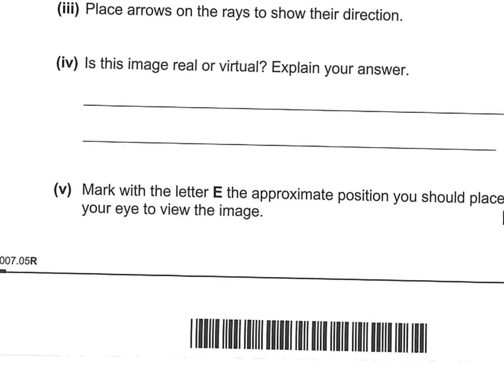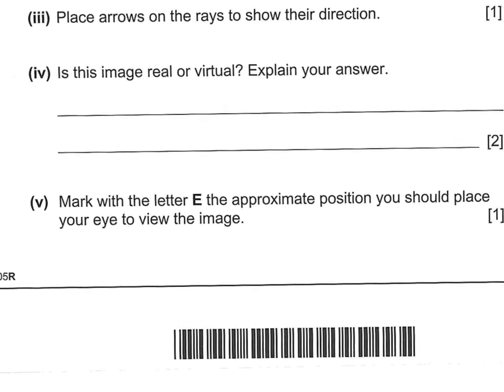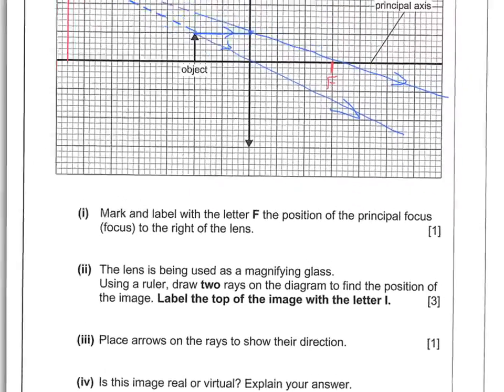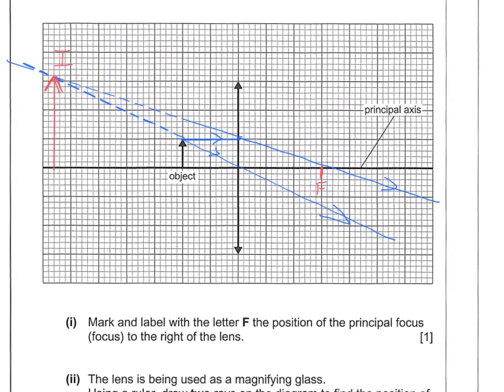It's marked with the letter E, the approximate position you should place your eye in order to view the image. Okay, so you should be putting your eye roughly here and looking in. And that's it.